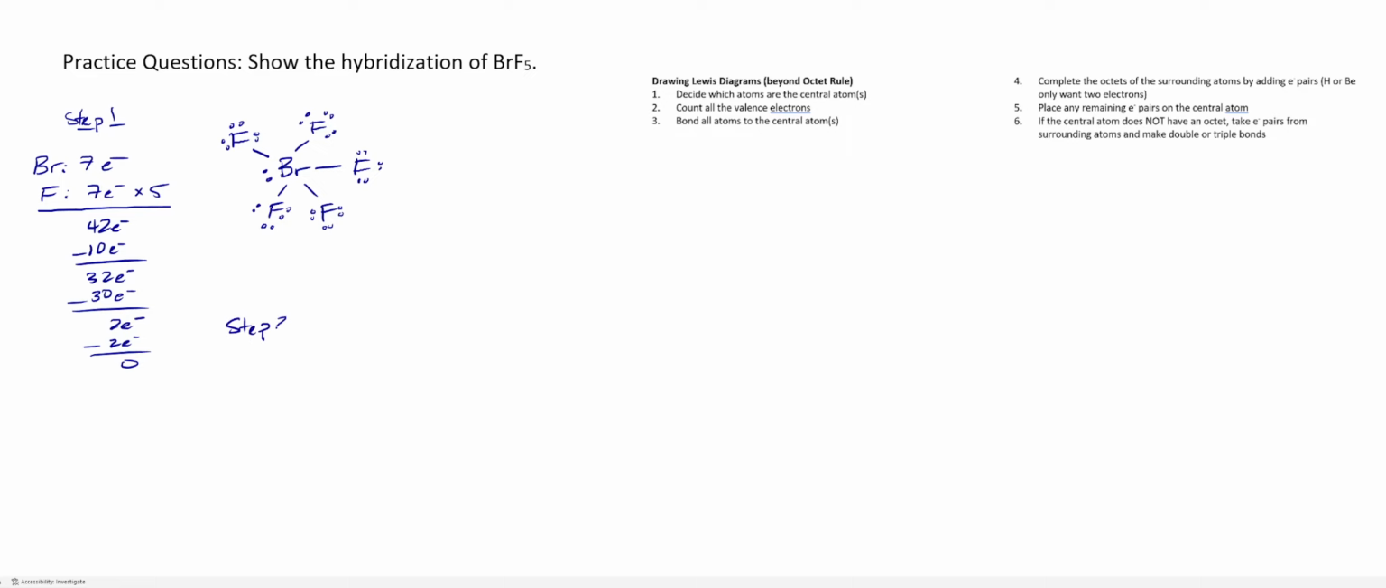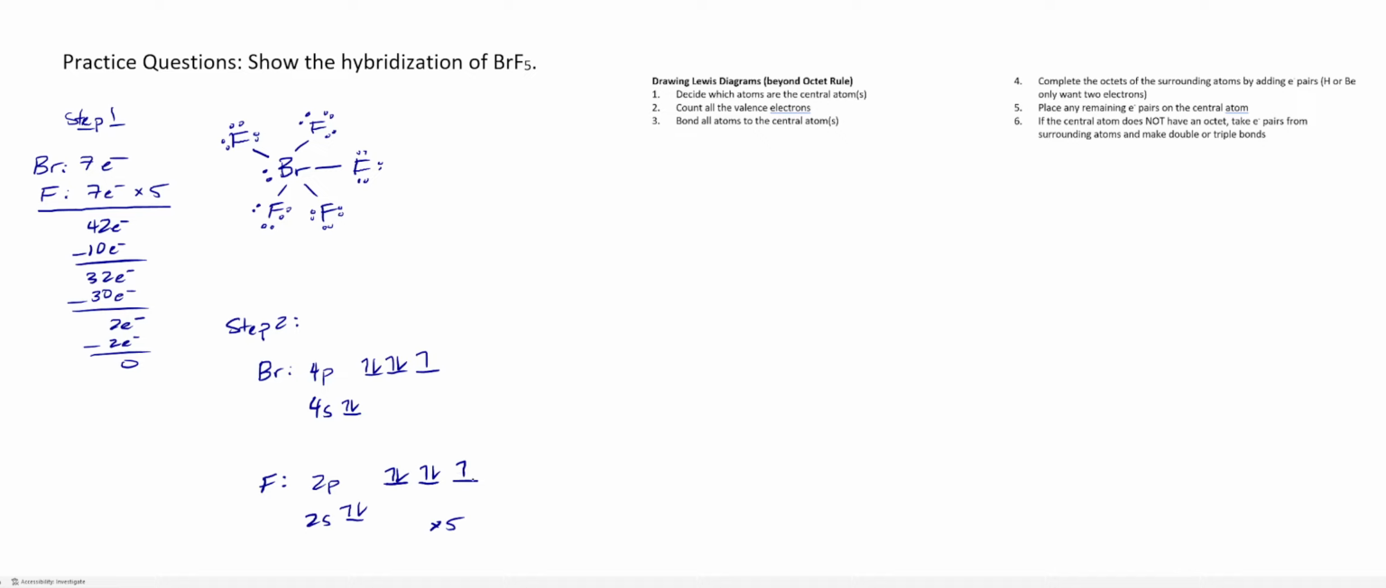Now step 2 of hybridization says show the valence shell. So step 2, I'm going to show the valence shell of bromine. Okay. And what I need to do for bromine is I need to go look up bromine on the periodic table, and I need to find out which one is its valence shell. So bromine's valence shell is going to be 4s2, 4p5, right? And fluorine's valence shell is going to be 2s2 and 2p5 as well. Again, recall that there are 5 of these.